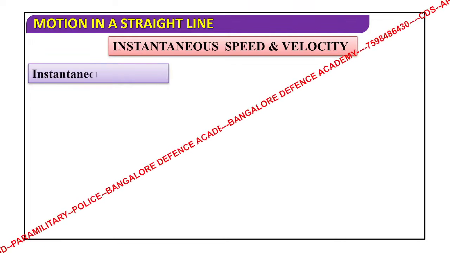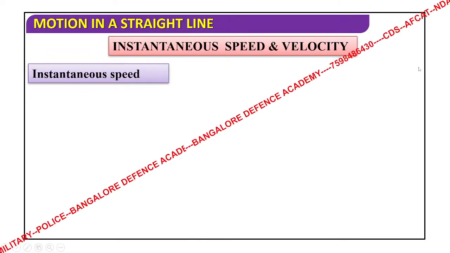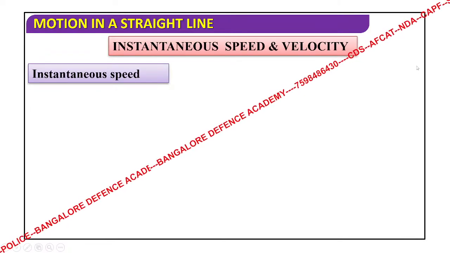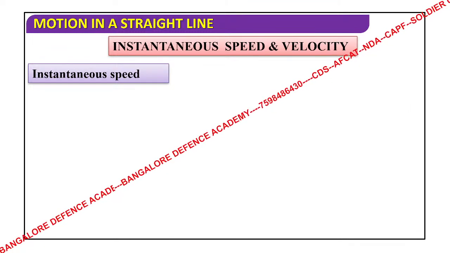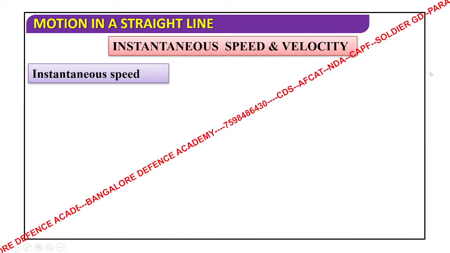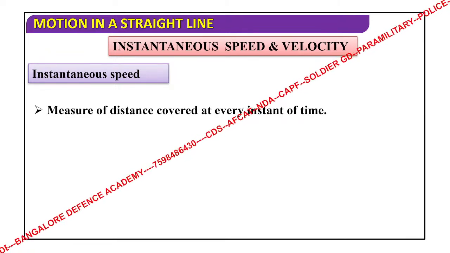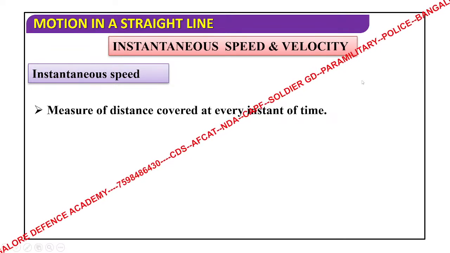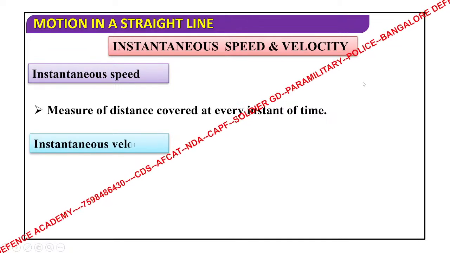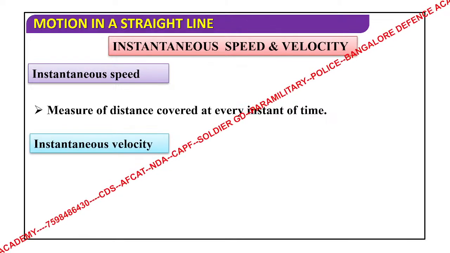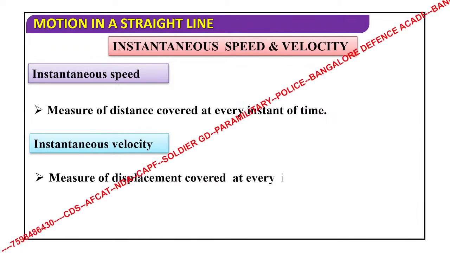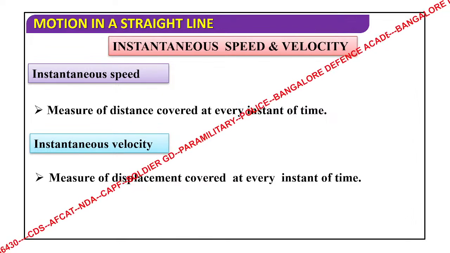Next, instantaneous speed and velocity. So we have successfully understood the concept of average speed and average velocity. Now we'll try to understand instantaneous speed and velocity. Instantaneous speed is the measure of distance covered at every instant of time. Instantaneous velocity is the measure of displacement covered at every instant of time.